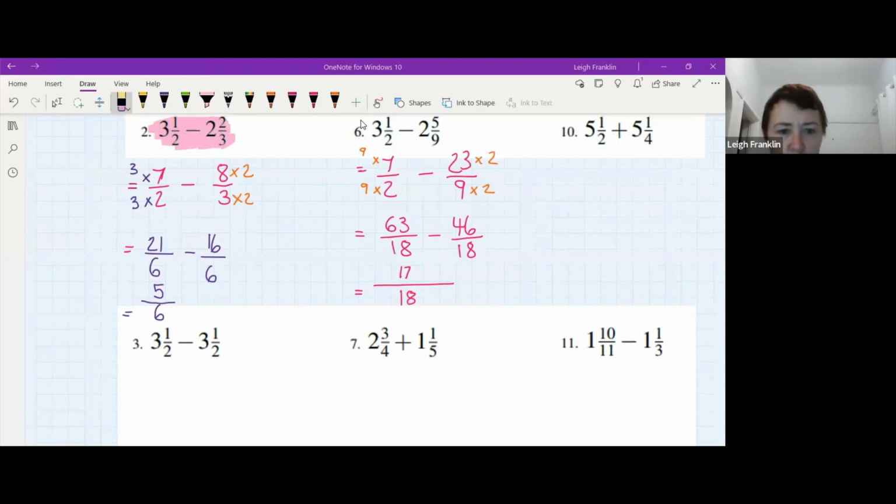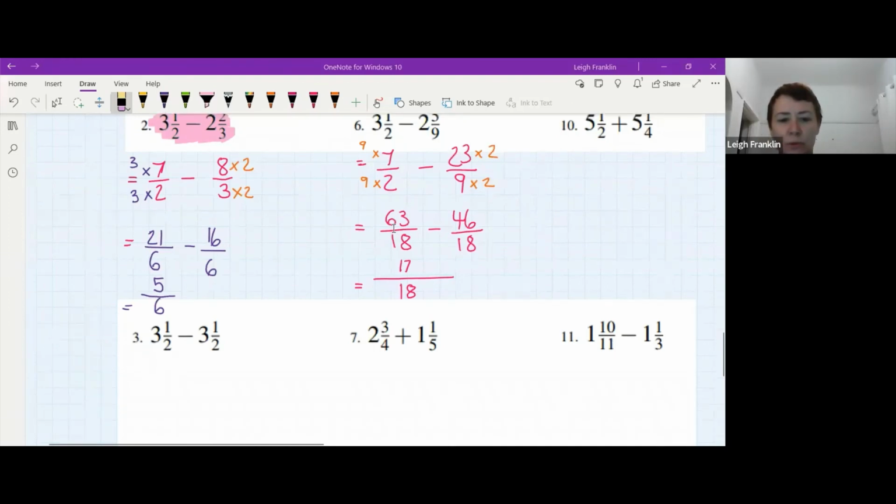Okay, let's see who else would like to have a go. Tato. So nice to hear from you, Tato. Which one would you like to do, Tato?